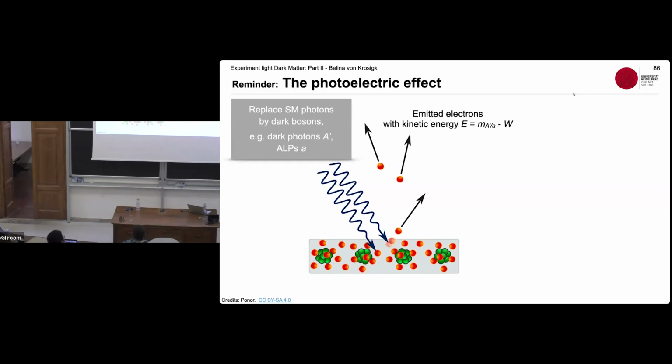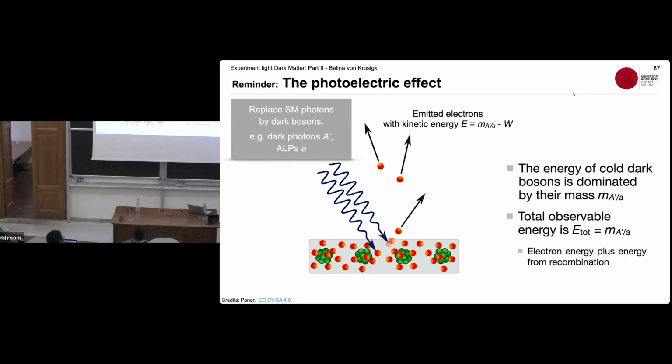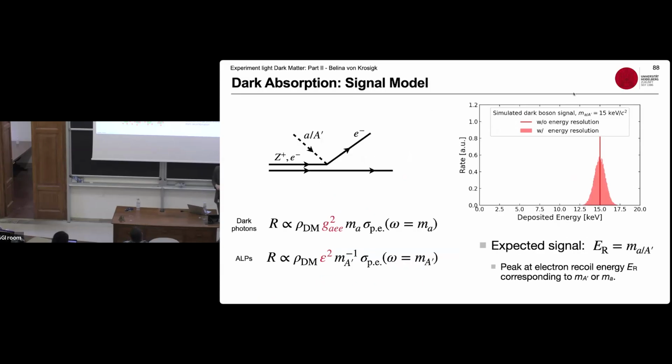And then what you have is cold dark matter, because if you're making the assumption that the dark boson is making our halo dark matter, it should be cold dark matter. So this also means that most of the energy is really dominated by the mass energy. In other words, what we are observing here is the energy of the incoming particle, in this case the mass energy. And so, when we are measuring the electrons, we have a direct handle on the incoming mass of the dark boson. And this is what is shown here on this plot.